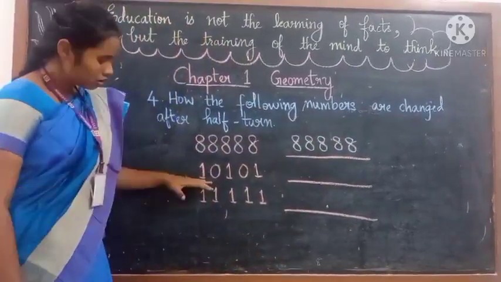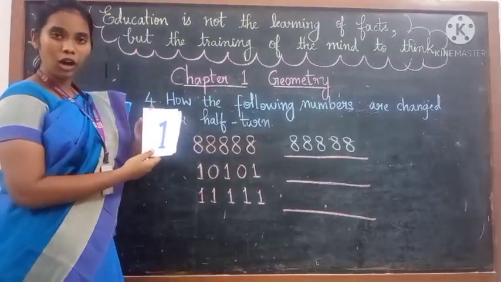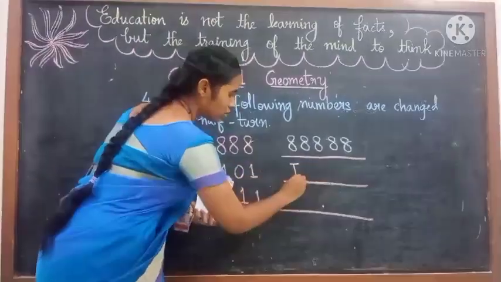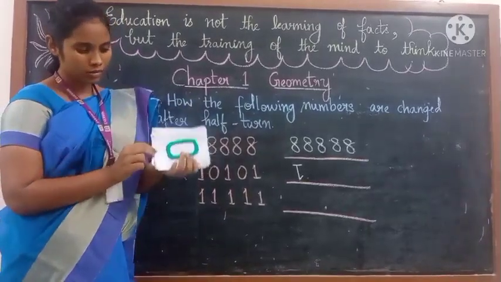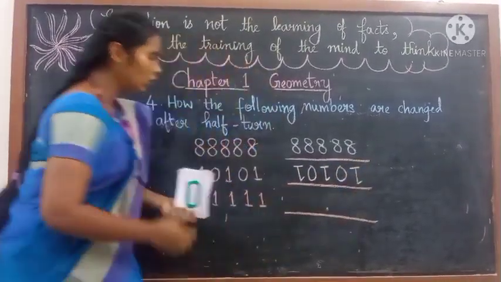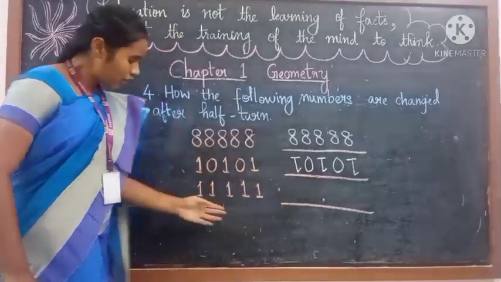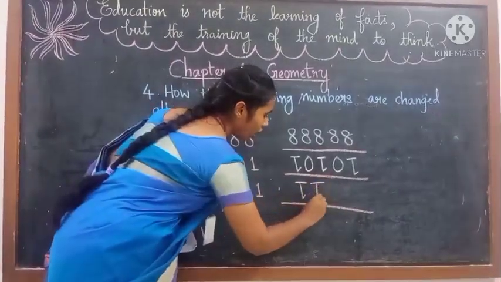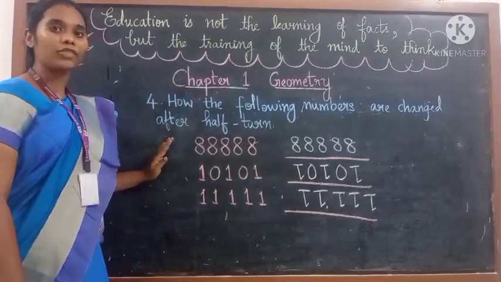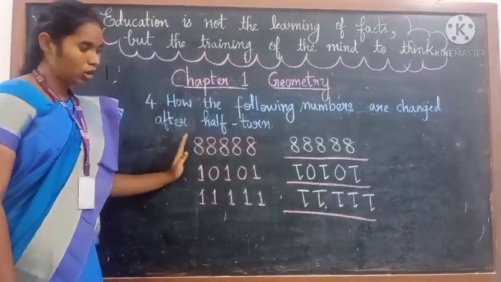Now see here the number 1, 0, 1, 0, 1. After half turn, how the number 1 looks like? This is quarter turn, this is half turn. Like this it is, look. And then 0, how it looks? Same. 1 will be changing like this, but 0 resembles the same. They are asking to write the numbers, how it look after half turn. We already seen these numbers in the last sum itself. Just twisting the paper, we have got the answer.